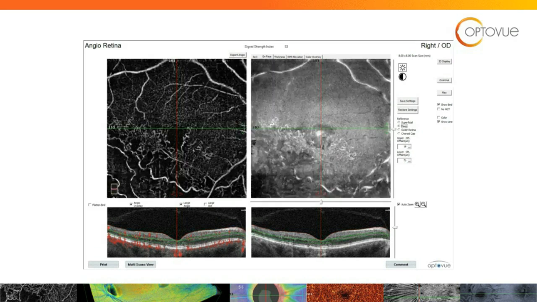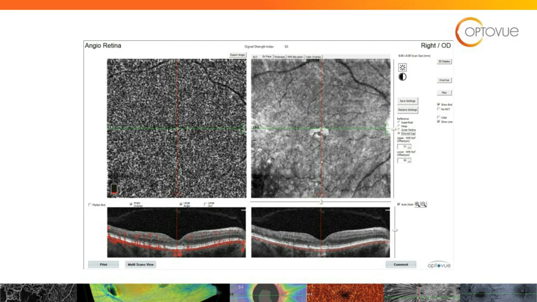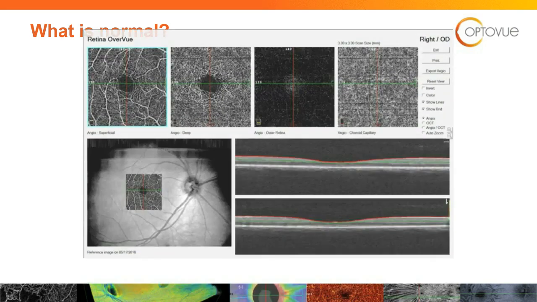There's the deep capillary plexus, as you can see as well. RPE level looked fine, and the choriocapillaris looked fine as well. Again, we wouldn't expect any major changes in diabetes or retinal vascular disease. So, again, we went through normal. One more time, look at this. Here's the normal. And watch this.